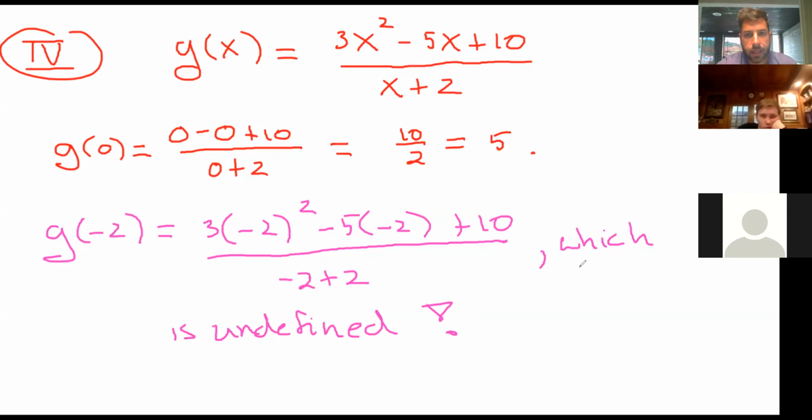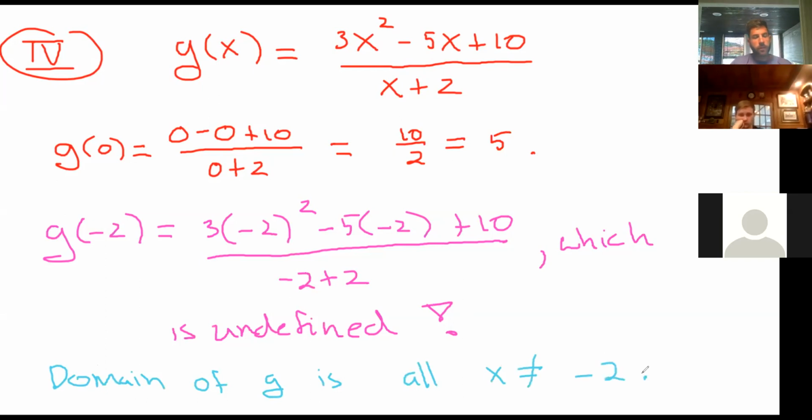Now, what we might say here, and the correct way of saying this, is the domain of G is all x not equal to -2. That's one way of expressing that. Does anybody have a question about this?